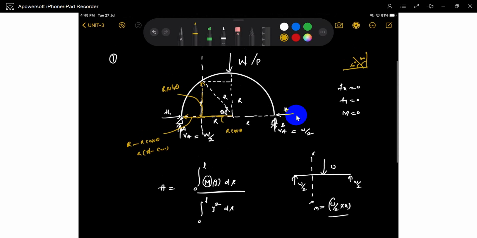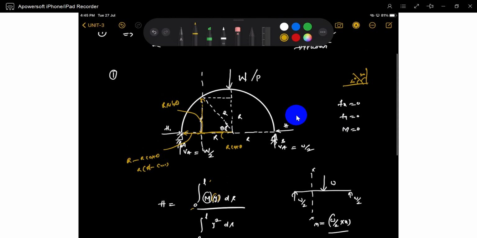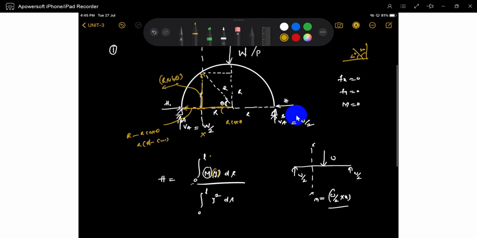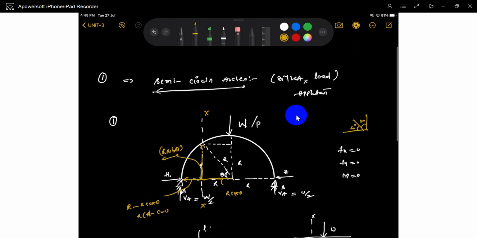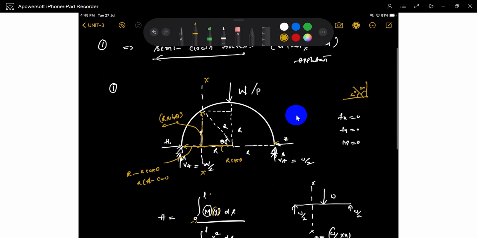So see, this is the y. For every section from 0 to L, this is the section at some x, and y is r sin theta. Now we will do integration from 0 to L, over the total section.